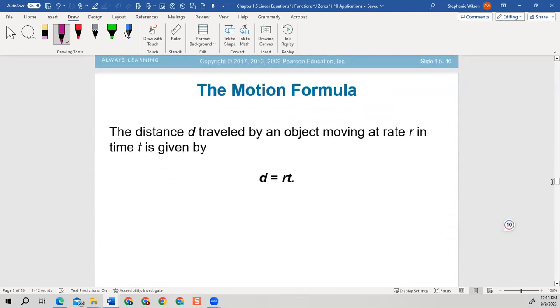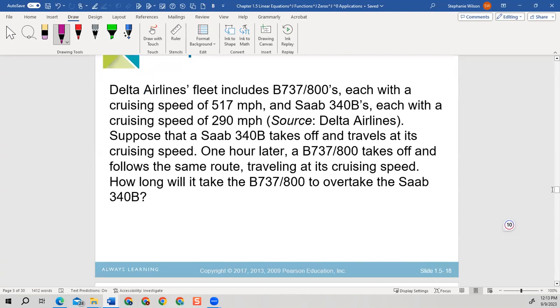So motion formula, please write this down. Distance equals rate times time. So here we go. Delta Airlines' fleet includes B737/800s, each with a cruising speed of 517 miles per hour, and SAAB 340Bs, each at a cruising speed of 290 miles per hour. This is just a source pulled from Delta Airlines.